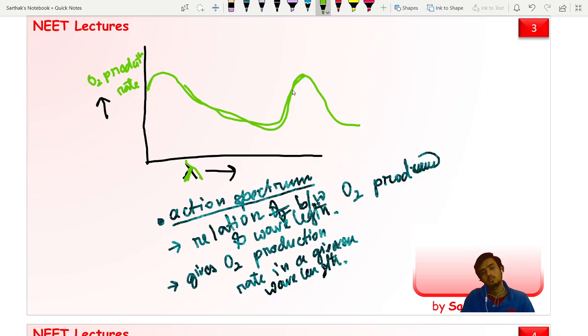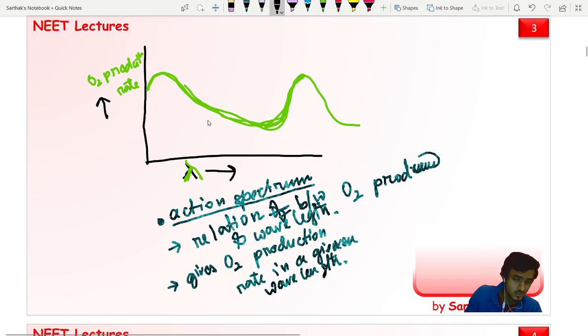Please see your NCERT, the curve is given there. This is how an action spectrum looks like. If we are to determine the O2 production rate for a particular wavelength, we will draw a perpendicular from the x-axis. Suppose this is lambda 1, and we have to determine the photosynthesis rate, the O2 production rate, at the wavelength lambda 1.